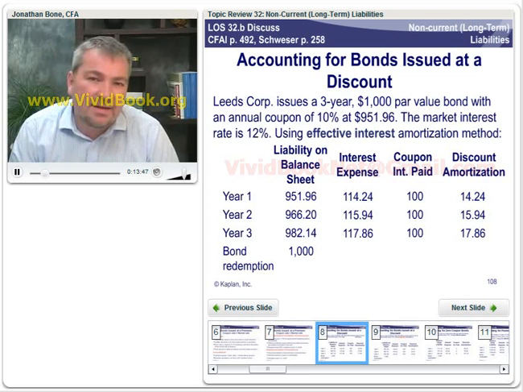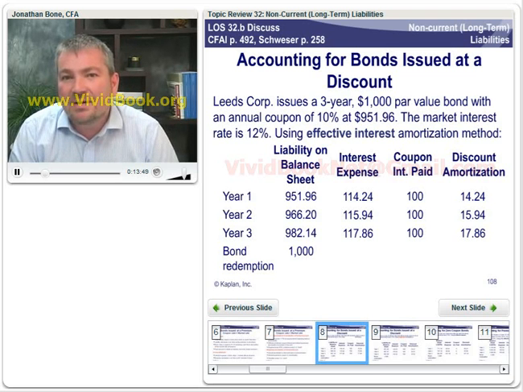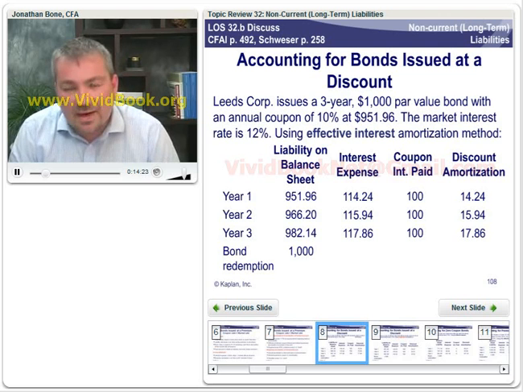So the liability at the end of year 2, beginning of year 3, is now 982.14. Take 12% of 982.14 and you get the interest expense for year 3, 117.86. Compared to the coupon, 100, and we've got amortization of 17.86. Okay, and again, that amortization is added to the liability, so the bond liability at the end of year 3 is equal to $1,000. The bond redeems for $1,000. We extinguish the liability of $1,000. No gain, no loss. Now, what I will point out here as well is you can do this on the BA2 Plus calculator.